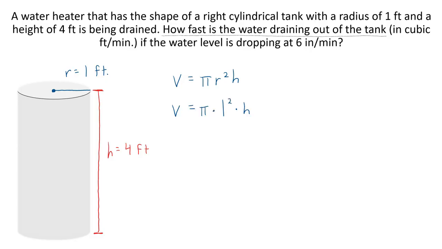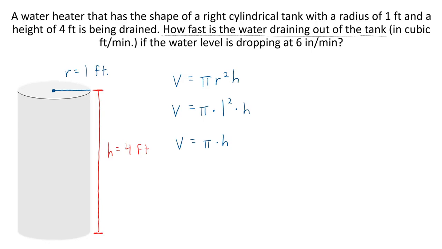Now we can go ahead and plug in 1 for the radius here. And that'll give us volume equals pi times h. And we can do that because the radius of the tank is unchanging. No matter how much water is in the tank at any given time, the radius of the tank is still going to be 1 foot.